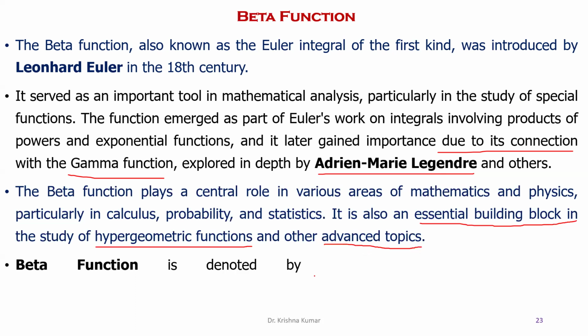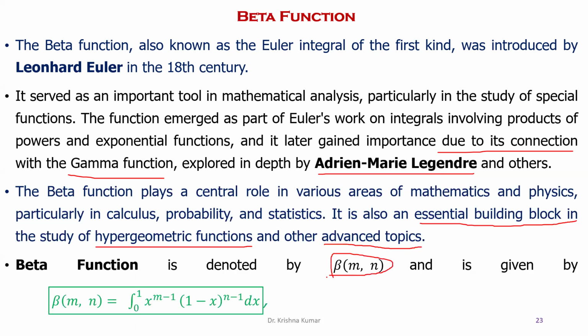Beta function is denoted by beta of m, n and is given by beta of m, n is equal to the integration of x to the power m minus 1 into (1 minus x) whole to the power n minus 1, under the limit 0 to 1 with respect to x, where m and n are any positive numbers.